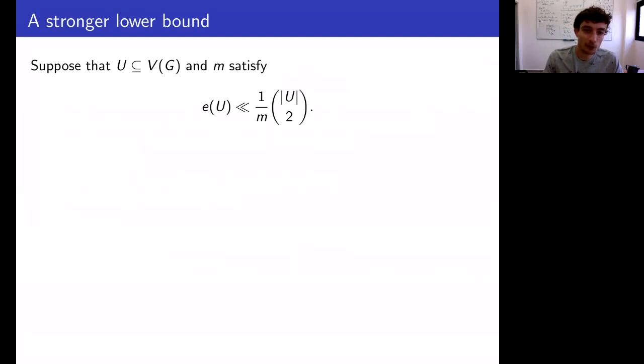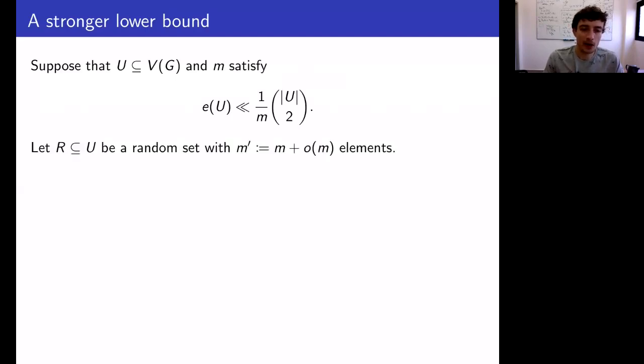Now, instead of looking for many independent sets in a large independent set, we could also look for many independent sets in a sparse set. So let me be more precise. Given a subset of vertices U and an integer m, suppose that the density of edges in the set U is asymptotically smaller than 1 over m.